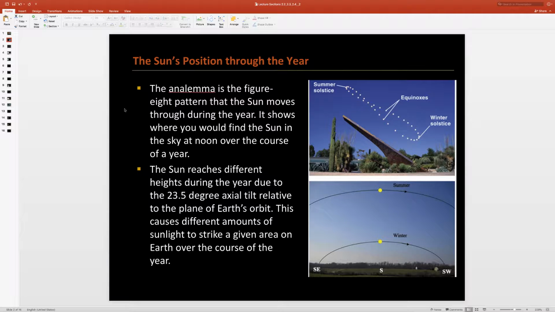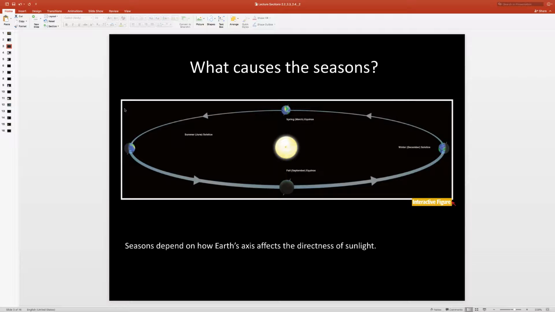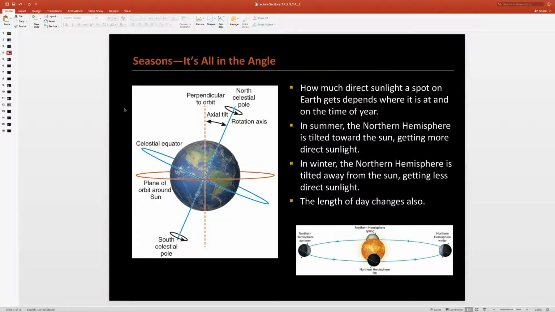So let's delve into that a little bit. So what causes the seasons? Well, it's really this tilt, and we're going to, again, explore that. So how much direct sunlight you get depends on the time of year. And we're going to look at that in a simulation in a second. And so the idea is that the Earth is tilted towards or away from the sun. So let's look over here in the northern hemisphere winter. And you can see that the northern hemisphere right here is tilted away from the sun. Okay, so that affects the directness of the light. It's less direct, and direct light causes more heating.